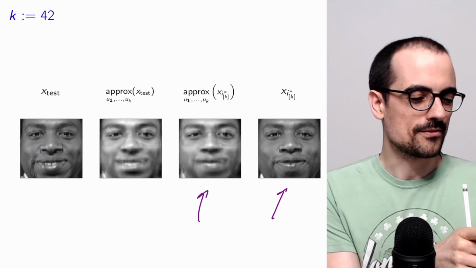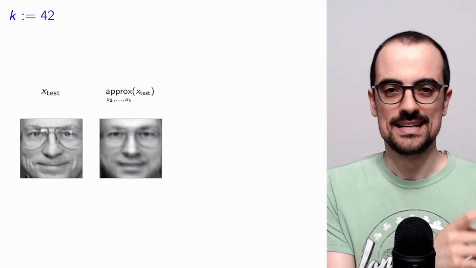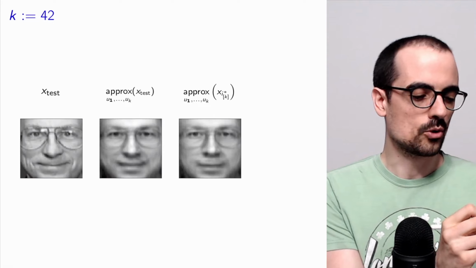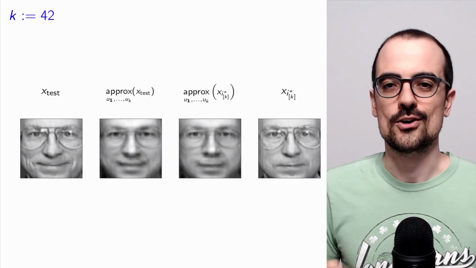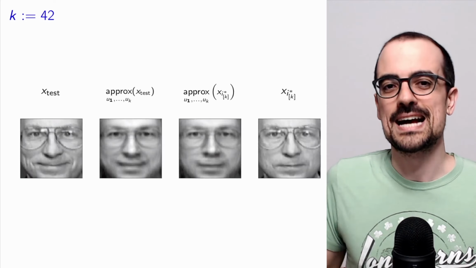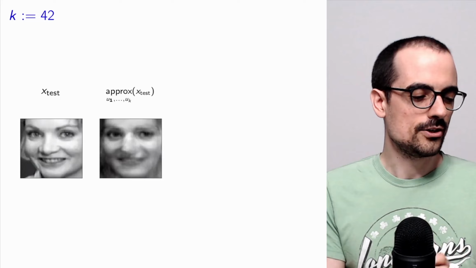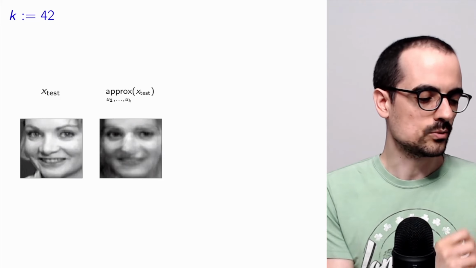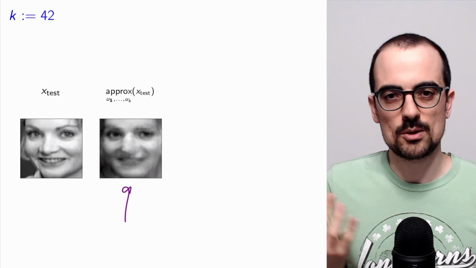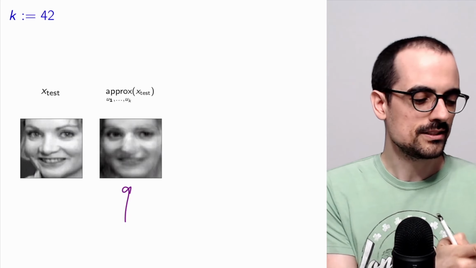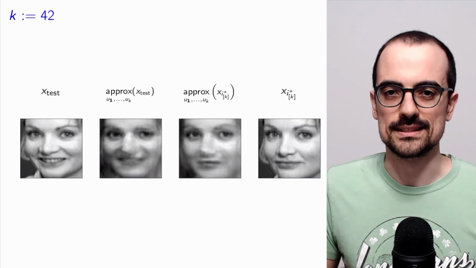Let me show you a couple of other examples. For this guy here, this is the approximation. Again, this is a test image. This is the closest approximation in the training set. And this is the original training image. Again, we get it right. Now this woman here, notice that in the 42-dimensional space, we have lost a little bit of the tilt in her face, but that's probably not very important for identification. This is the closest face, and we get it right again.